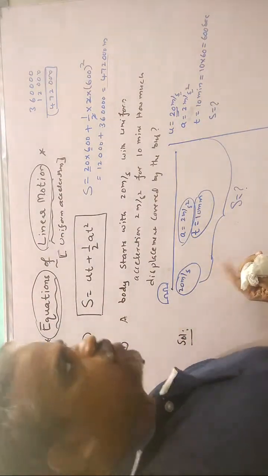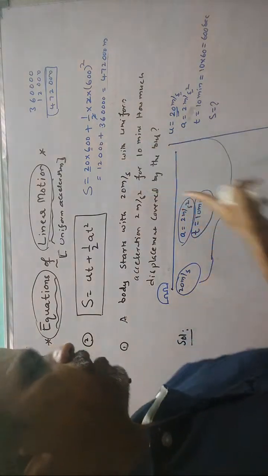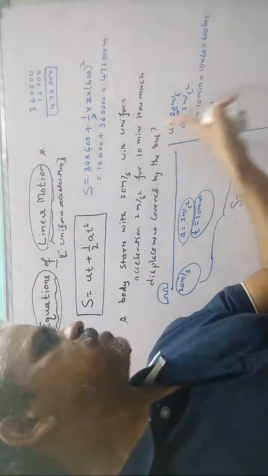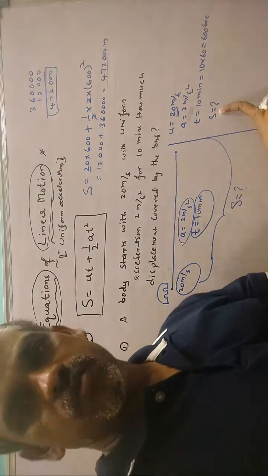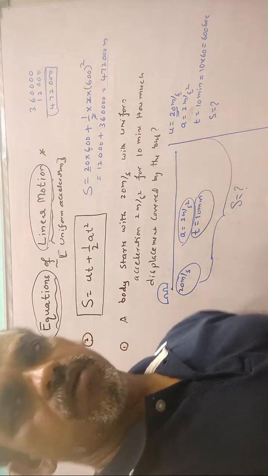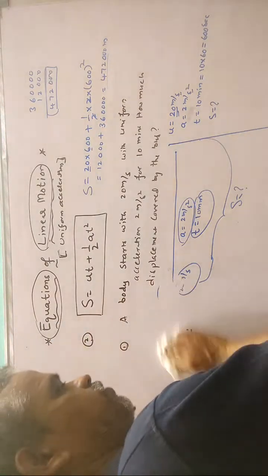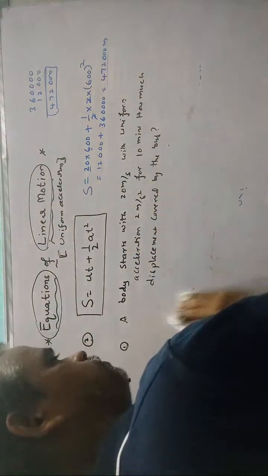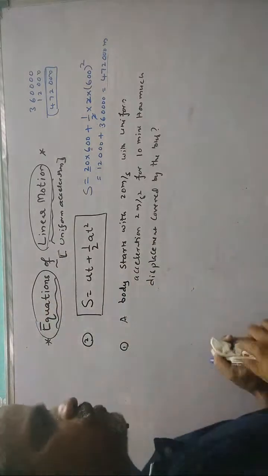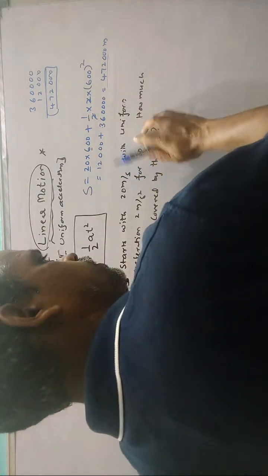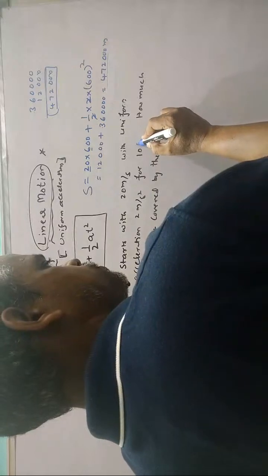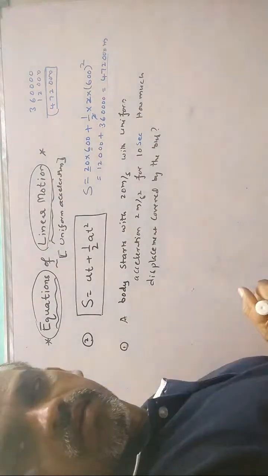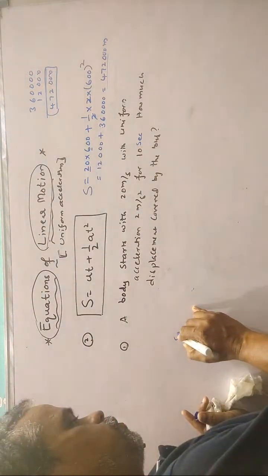Did you understand this one? Forget about this numerical value. What we are taking: initial velocity u, acceleration 2 meter per second square, time is 10 minutes, then the displacement of the body. Now I will give one more question here. I am changing only 10 minutes to 10 seconds. So you calculate for this information.